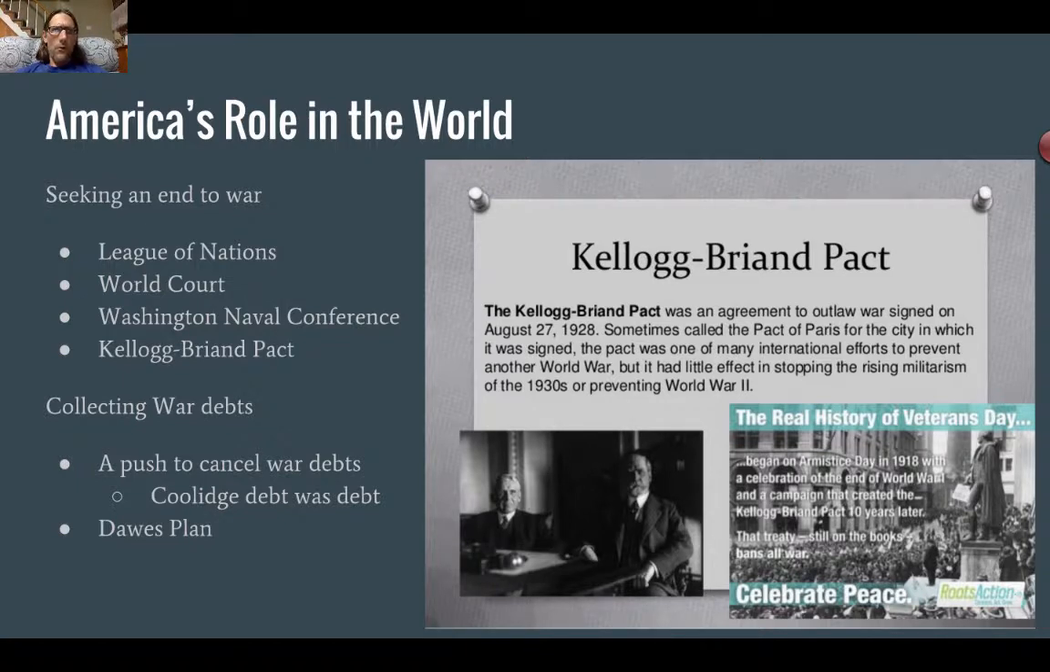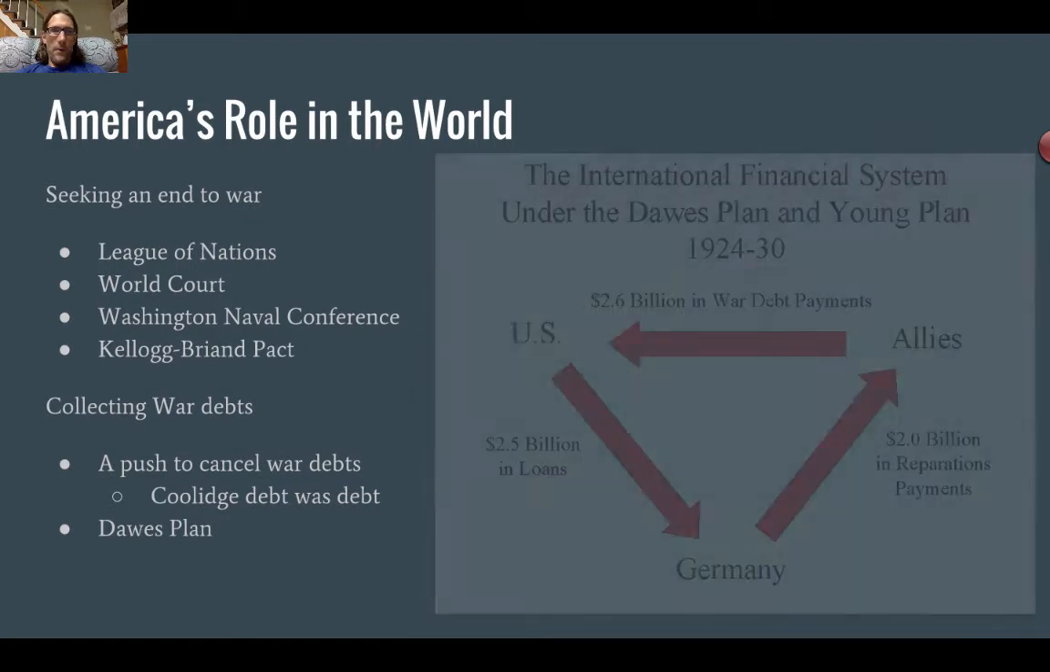Look at America's role in the world. We're going to seek an end to the war. We talked about the League of Nations. We develop a world court, the Washington Naval Conference, which is supposed to limit the number of ships people can have in their Navy. The Kellogg-Briand Pact outlaws war. You got a number of countries that sign this. Really, the problem with a lot of these things is they're just good faith. They're a handshake. But most countries are going to make sure that they protect themselves at all costs. And so even though it sounds good on paper, it really isn't going to probably happen.